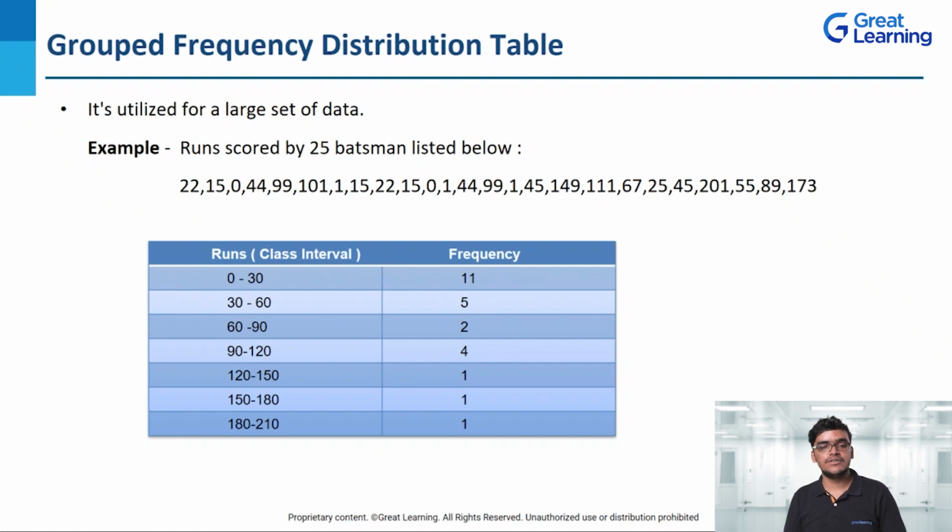What I've done here is created a class interval from the range 0 to 30. Here you can see that there are 11 batsmen who have scored runs between 0 to 30. Then there are 5 batsmen who have scored runs from 30 to 60, and so on. So you can clearly see that while creating class intervals, we can reduce the size of our table and still gather the information. This is a basic idea about the grouped frequency distribution table.